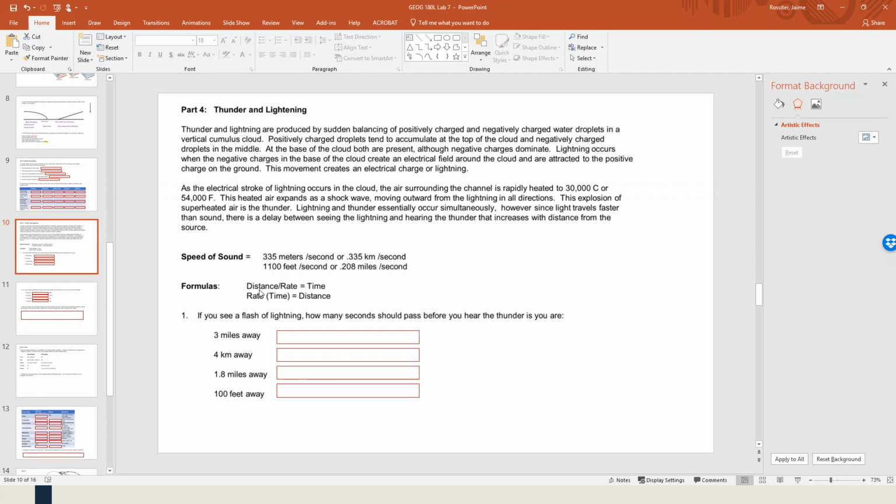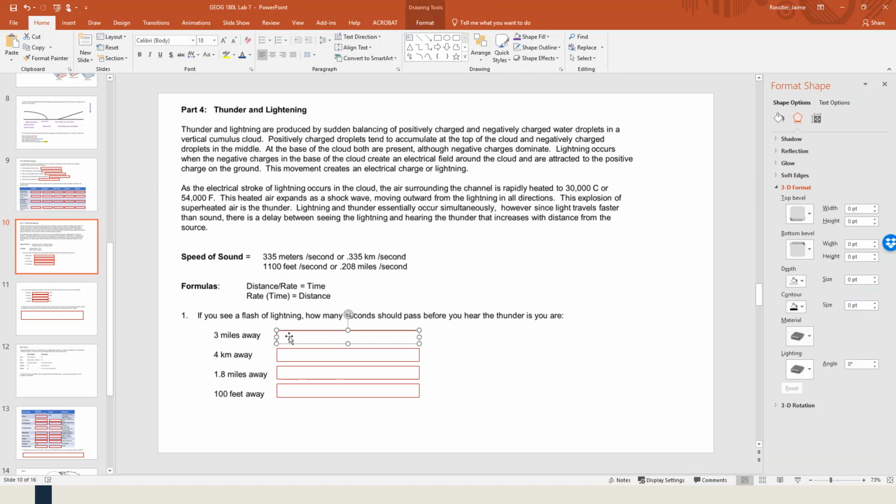Because we know the distance and the rate, this is the equation we should use. We want to figure out the time. So we would take the distance, 3, and we would divide it by 0.208, which is this guy right here. That's my distance divided by my rate. Make sure if this distance is in miles, you are using miles. If this distance is in kilometers, you're using the kilometer one. So make sure you use the right one.